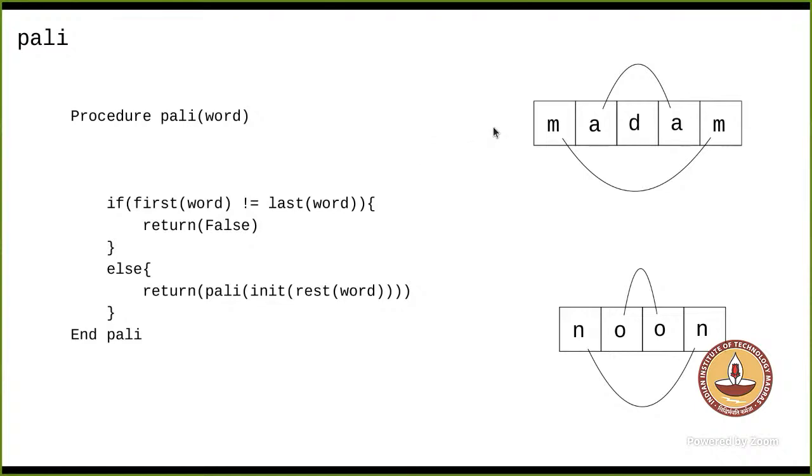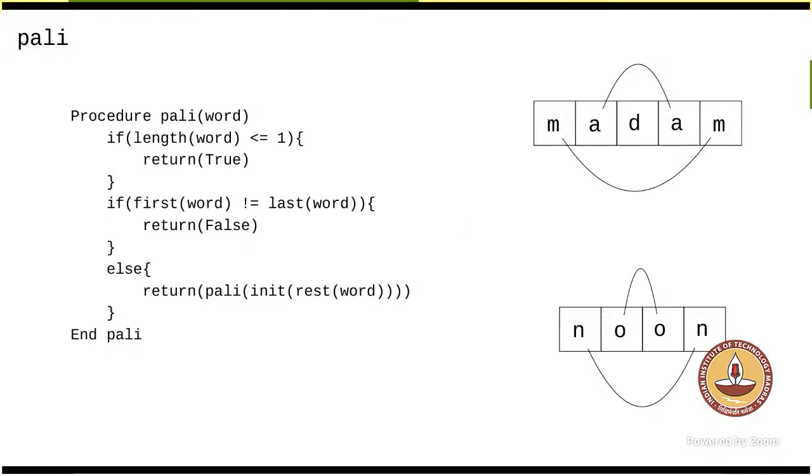For the base case, if it is greater than, then you have to execute the recursive part. Okay. So you return true. Less than or equal to 1, return true. Yes, sir.